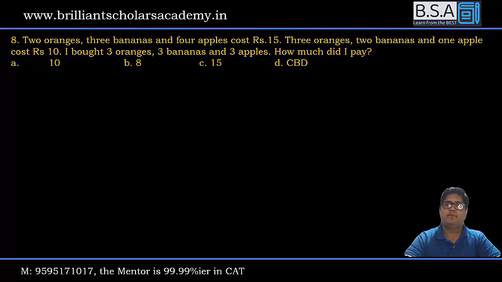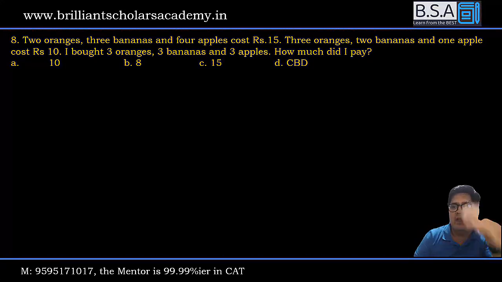Try this. Two oranges, 3 bananas, 4 apples cost ₹15. 3 oranges, 2 bananas, 1 apple cost ₹10. If I bought 3 oranges, 3 bananas, 3 apples, how much did I pay? Take 3 minutes, take 2 minutes. Try to connect this question with some concept you already know.